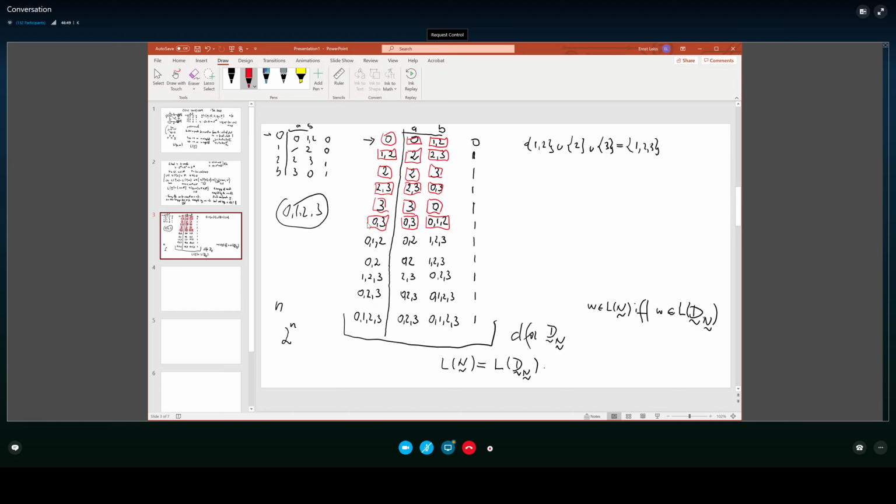Okay, thanks. So if you look at 0, 3, well, 0 is rejecting, but 3 is accepting, and therefore 0, 3 contains a final state of the NFA, and that makes that set 0, 3 an accepting state in the DFA. And so on and so forth.